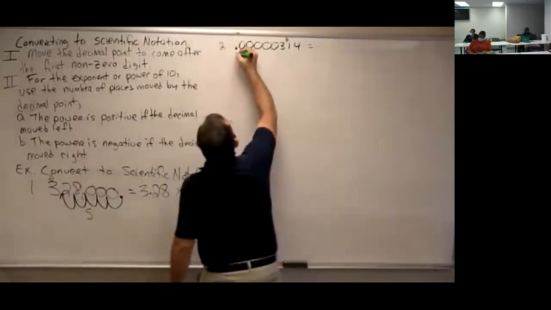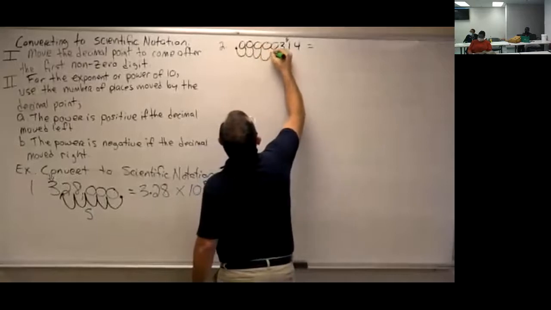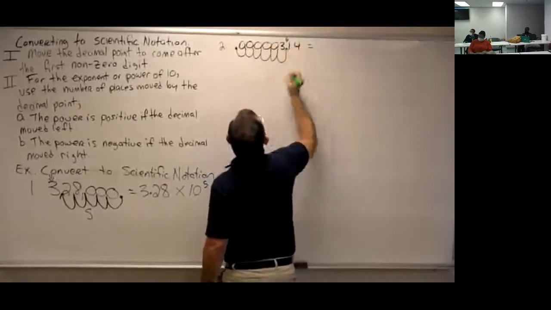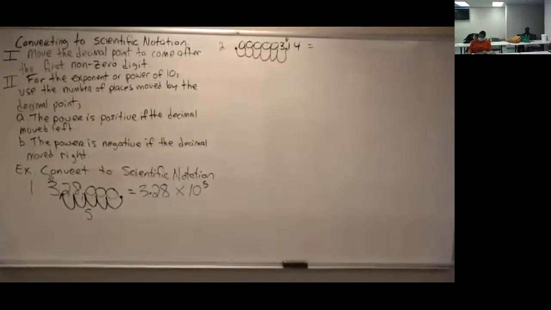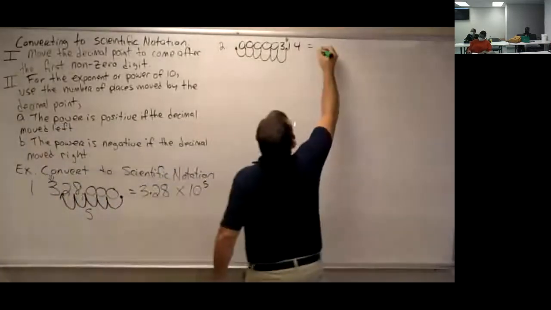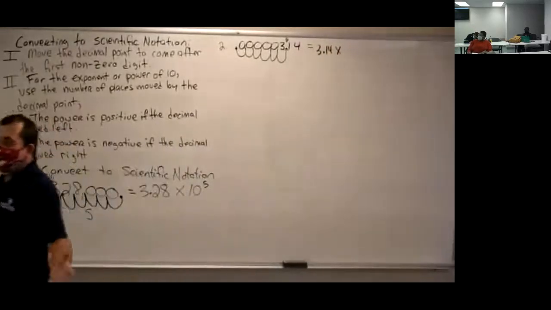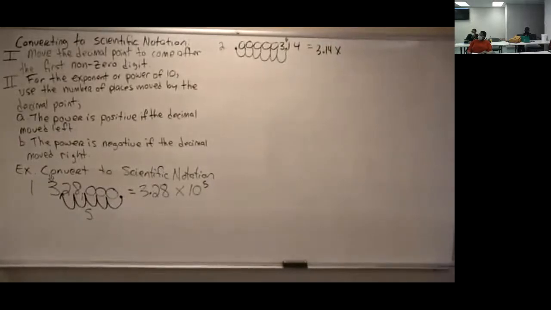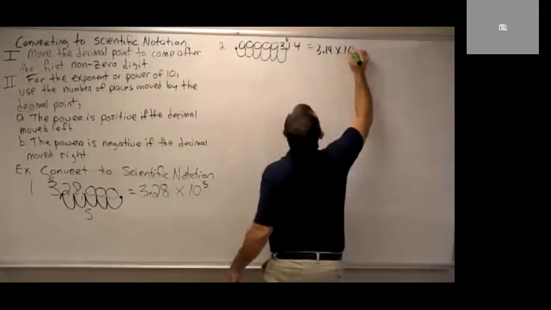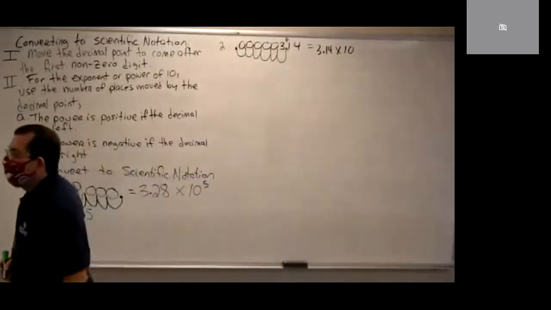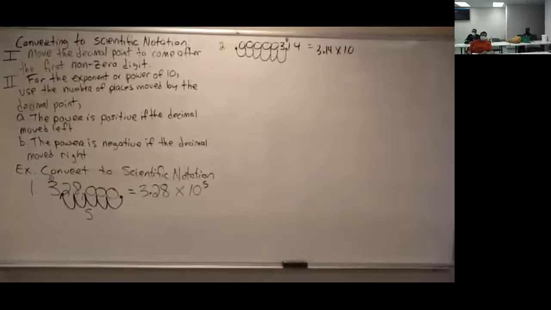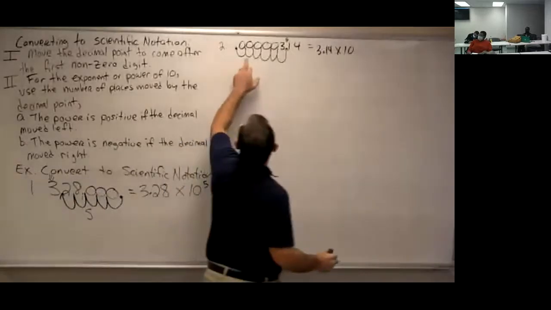So, watch this. We're going to go 1, 2, 3, 4, 5, 6 units. So I'm going to move behind the 3. That's going to give me 3.14, which is definitely between 1 and 10, right? So this will be 3.14 times 10 to the minus 6. Say it one more time. Minus 6. Let me say this, 1, 2, 3. Perfect.